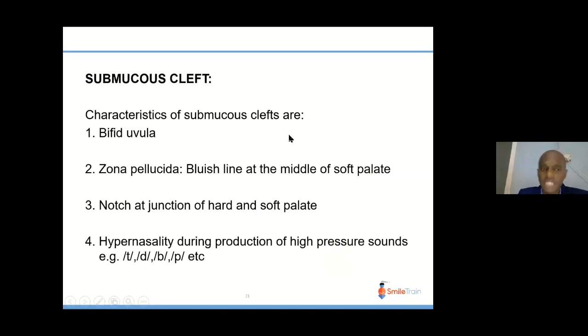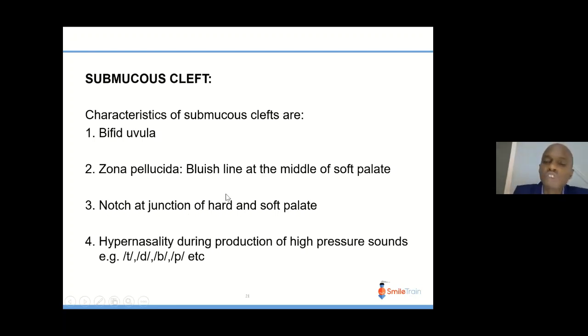So, a submucous cleft. This is like a cleft of the soft palate, but it is not very obvious to the naked untrained eye, in the sense that the mucosa is still intact, but the muscles that make up the soft palate are separated. There's a cleft there. And it has 4 characteristics. 1, a bifid uvula. 2, a zona pellucida, which is a bluish line at the middle of the soft palate. 3, a notch at the junction of the hard and soft palate. And the last one is hypernasality in production of high pressure sounds.